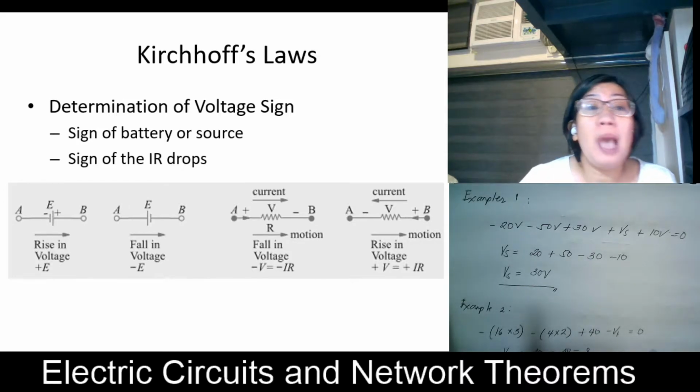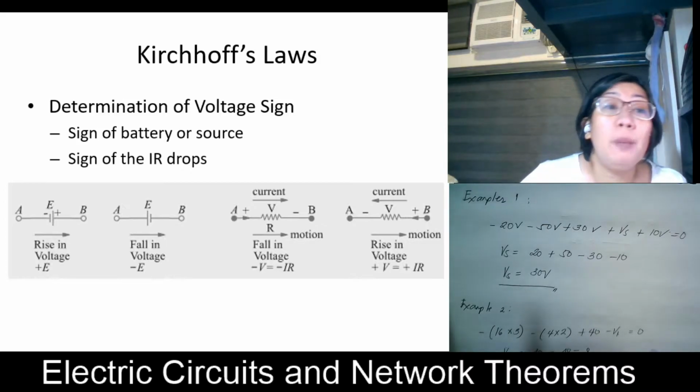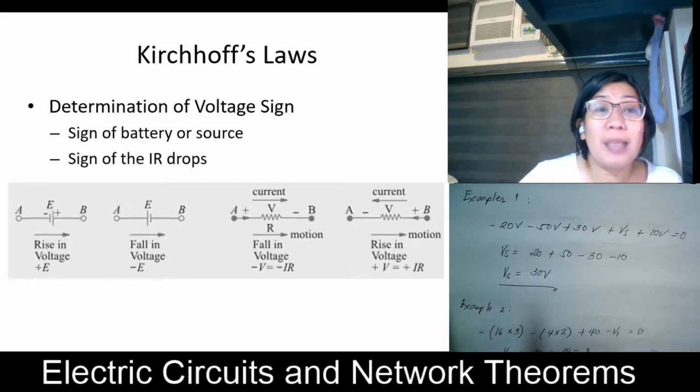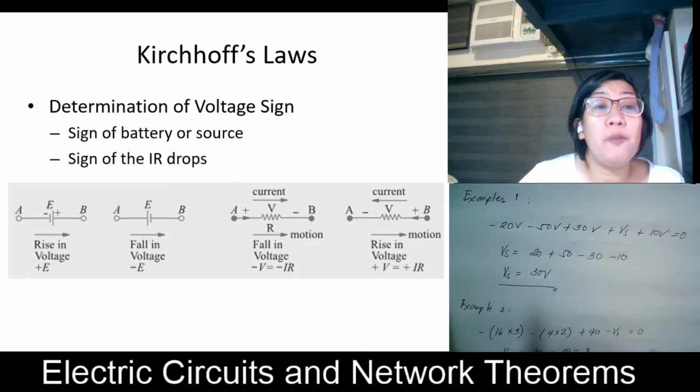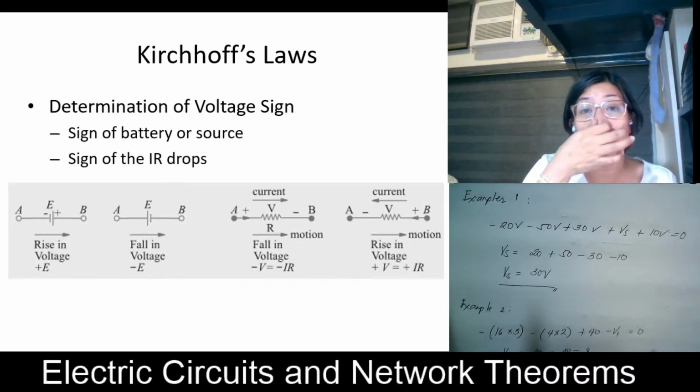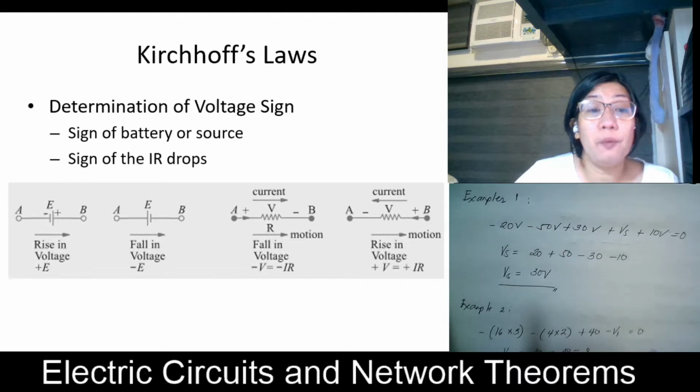So we say we have a rise in voltage. Why a rise in voltage? Because we go from negative to positive. So this is a rise in voltage or positive E. And then we have a fall in voltage. What do we mean by a fall in voltage? We have here from positive going to negative, which is equivalent to negative E. So that is a fall in voltage.